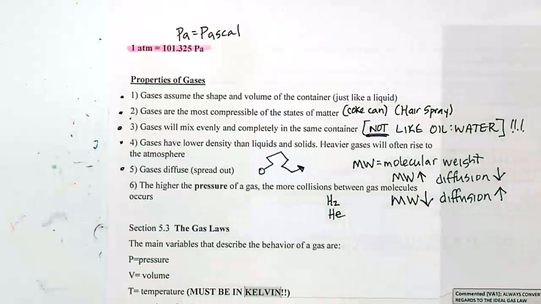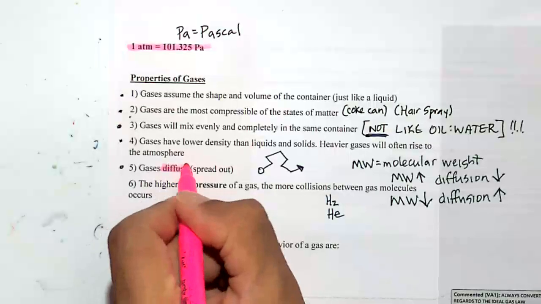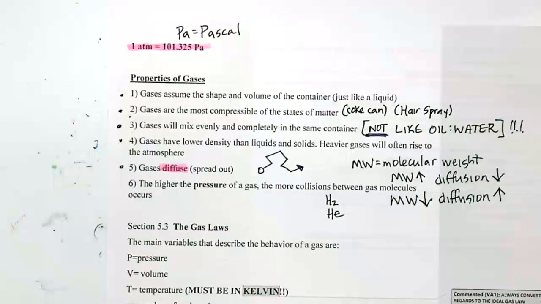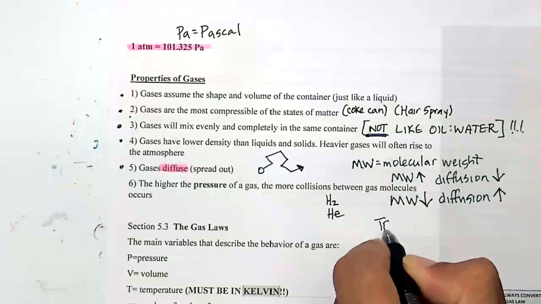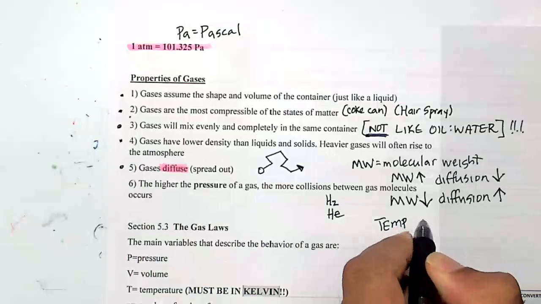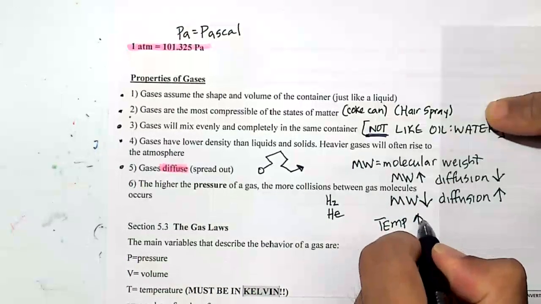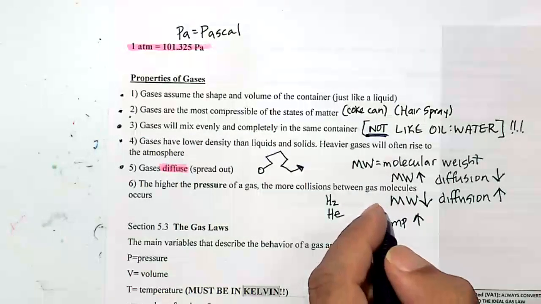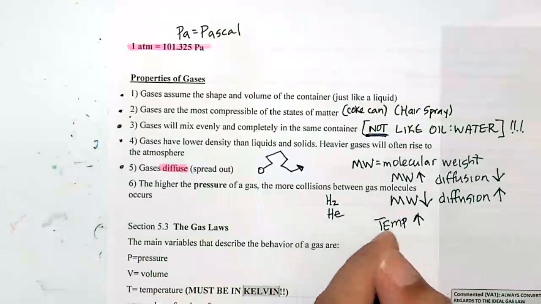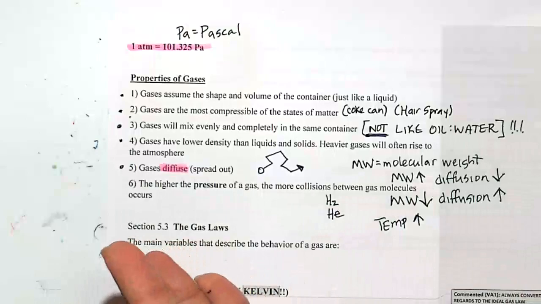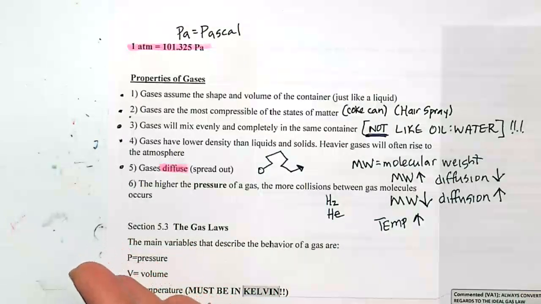So I'm just talking to you about what influences diffusion. Temperature. If you increase the temperature, think of your hairspray. What's going to happen to the diffusion speed, up or down? Up. That's why the hairspray doesn't go in the fire. It's combustible or flammable.